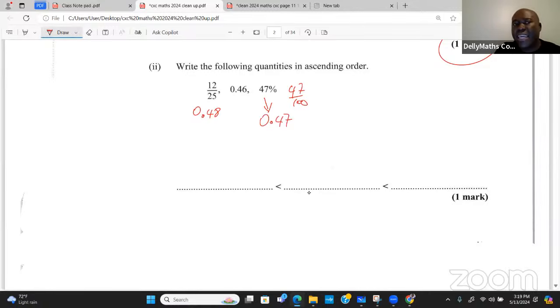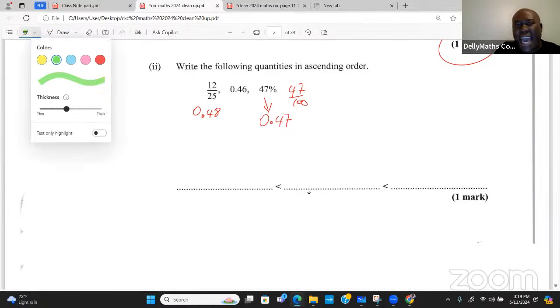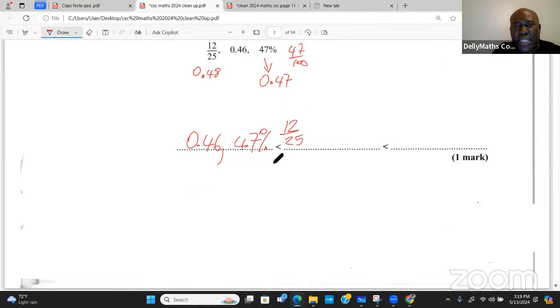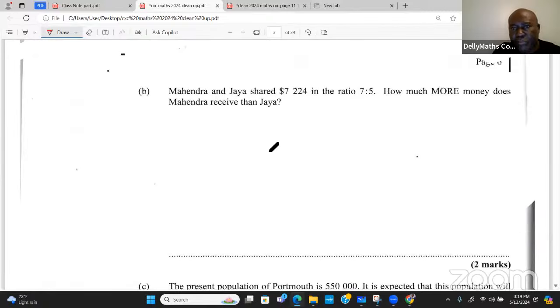So having had everything in decimal, now I am able to easily put it in ascending order. So from smallest to largest, it's going to be 0.46 followed by 47%, followed by 12 over 25. All right. So you want to very quickly put everything in an equivalent form. In this case, we're using decimals, and then we represent that.